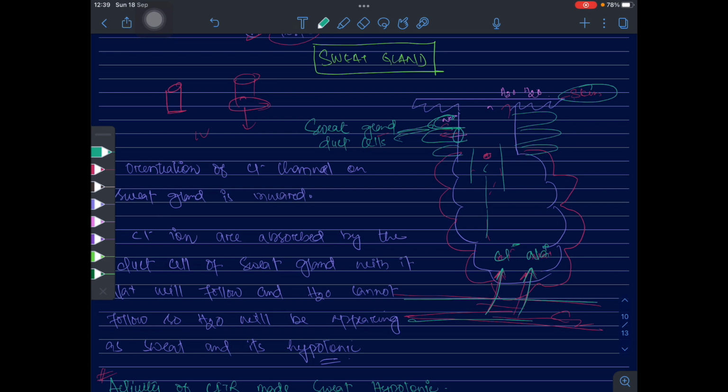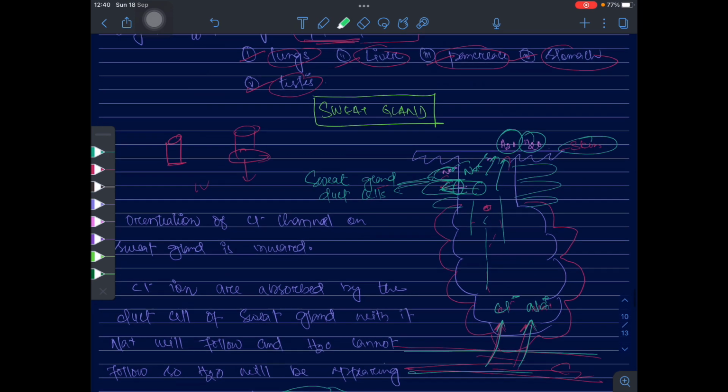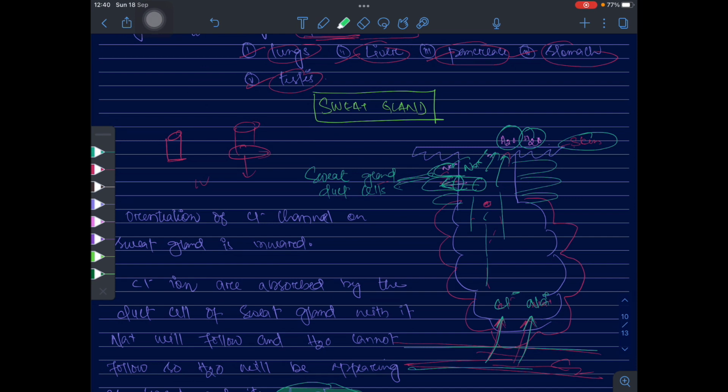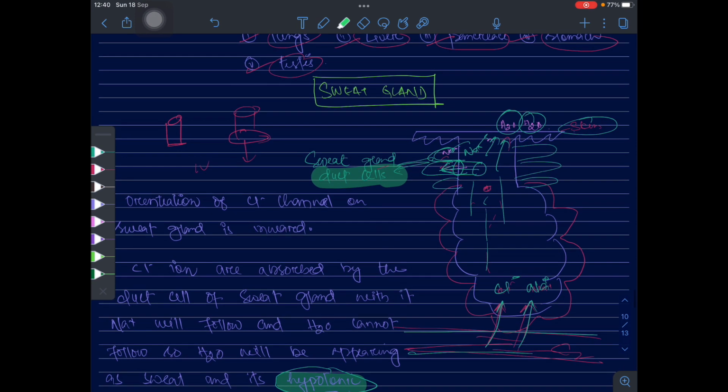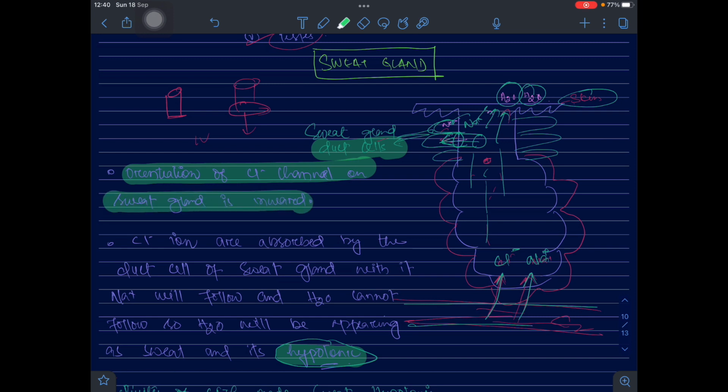What happens is that here the chloride channel will be actively absorbing ions like the chloride ions. With the absorption of chloride ions, sodium will also follow. But the problem is that the water cannot follow them, so the water has to appear outside the skin as the sweat. So the sweat will become hypotonic. Why? Because the chloride and the sodium are being absorbed by the duct cell. Due to this, the water becomes hypotonic. That water will be the sweat. See here, the orientation of the chloride channel in the sweat gland is inward.